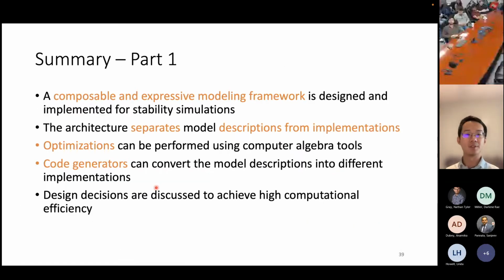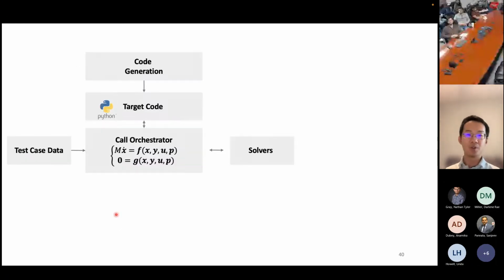So the summary for this part is that we have a composable and expressive modeling framework to implement complex models for transient stability simulation. We have a separation of descriptions from the actual implementation so that optimizations can be performed using computer algebra tools. Code generation can convert the model descriptions into different implementations. We have seen the Python-based implementation, and we talked about design decisions to achieve high computational efficiency and convenience. Next, we'll show some research using this framework.